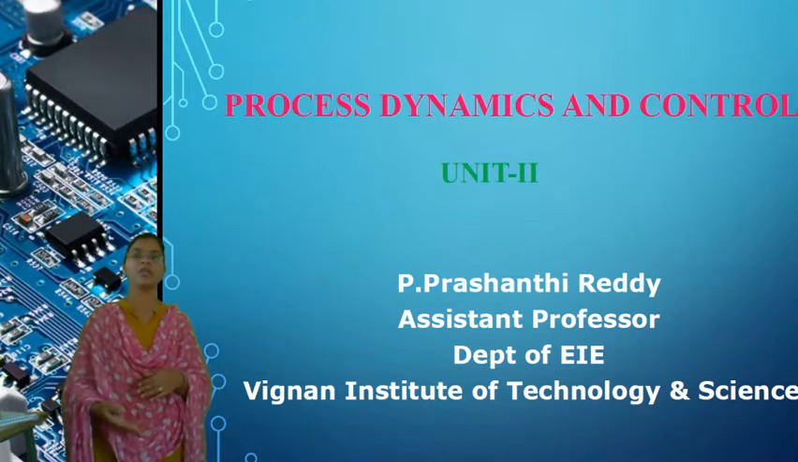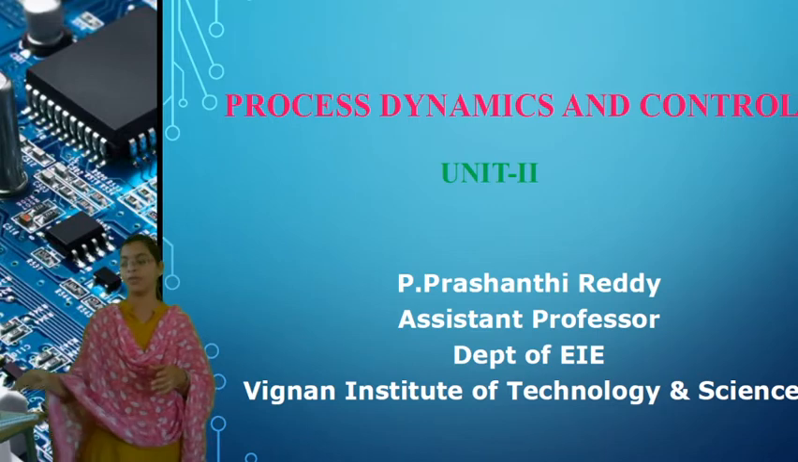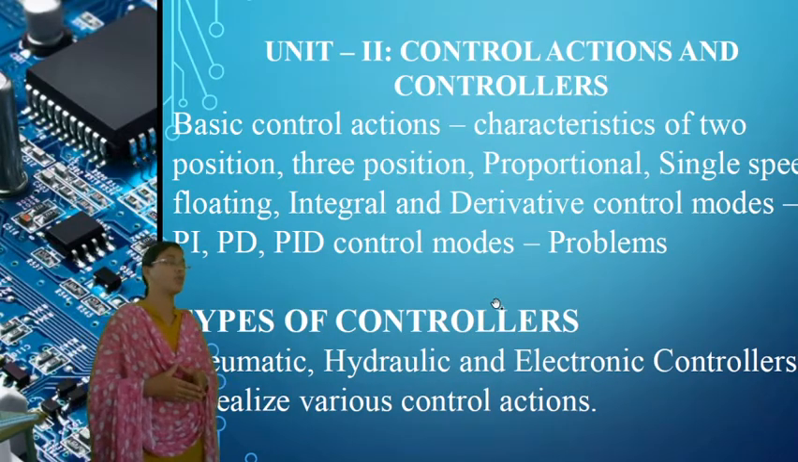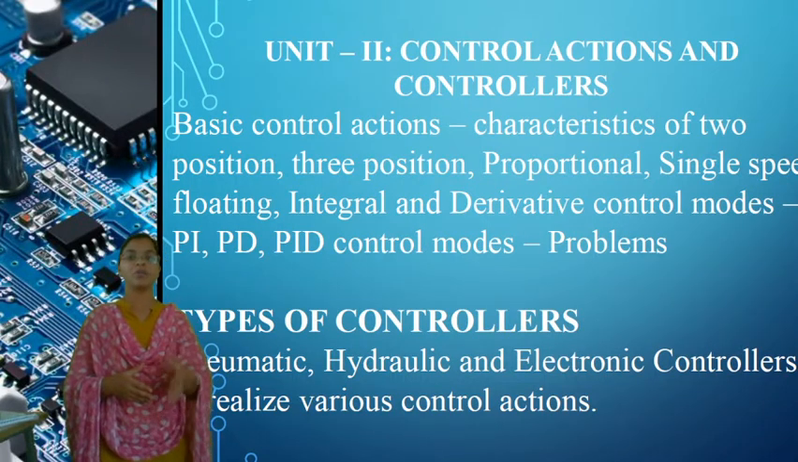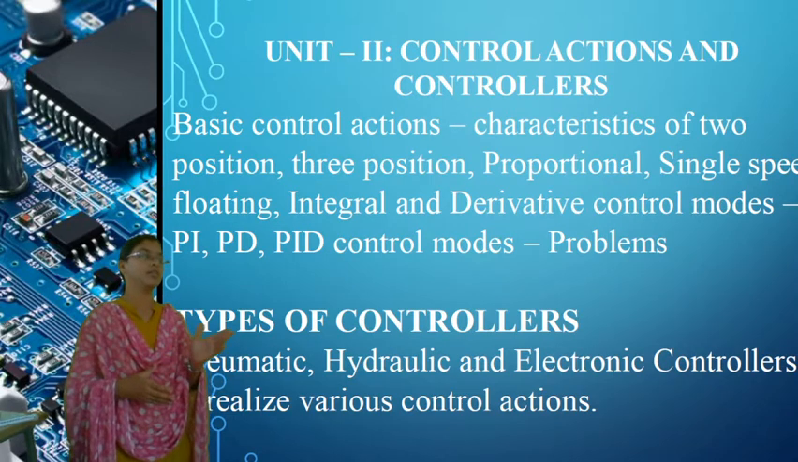So next we are going to step into the second chapter. This second chapter relates to process control actions and the different types of controllers. Which type of controller mode and which type of controller you should use in order to get an accurate output, you are going to learn in this chapter.